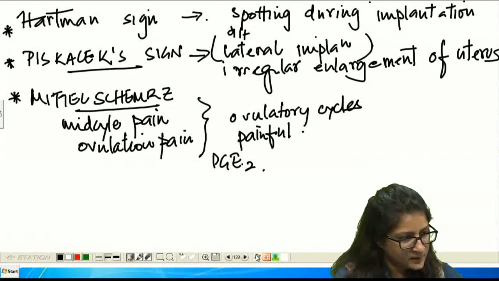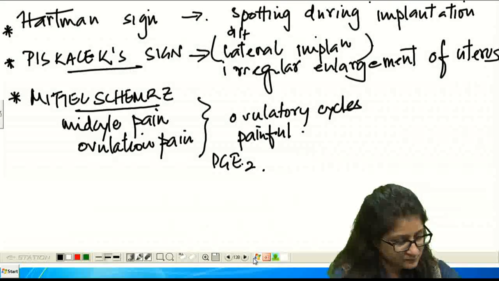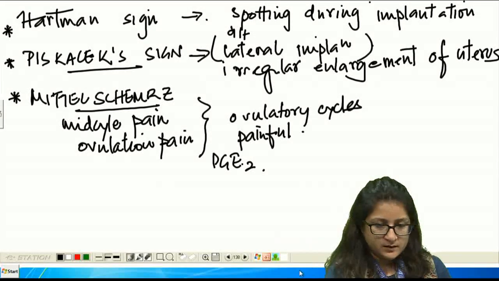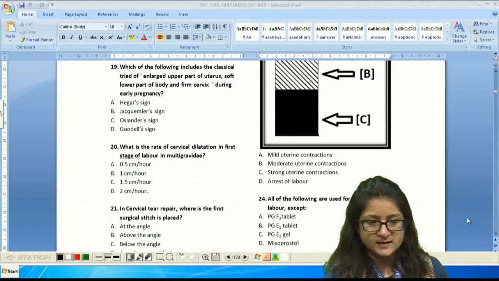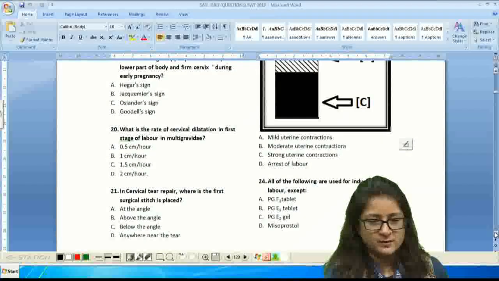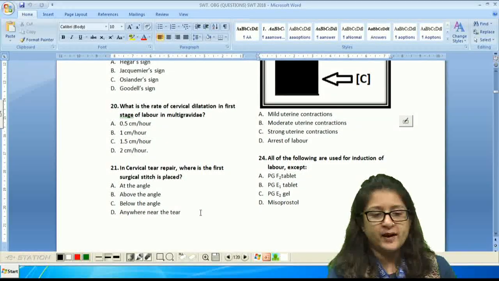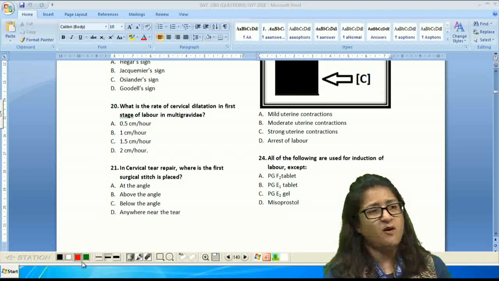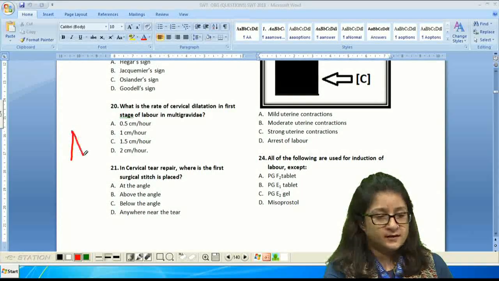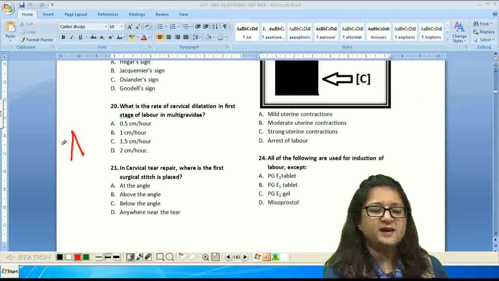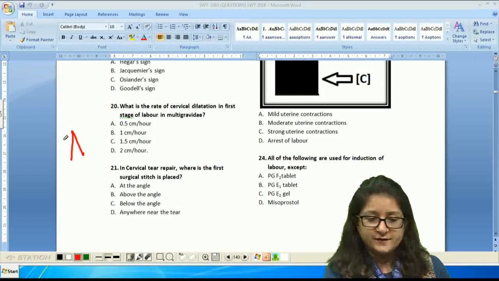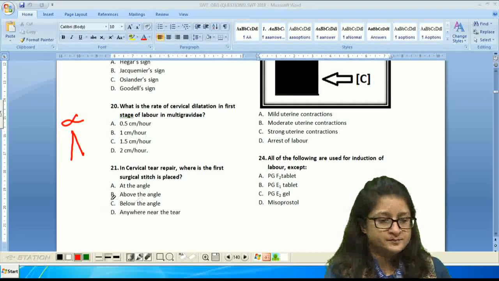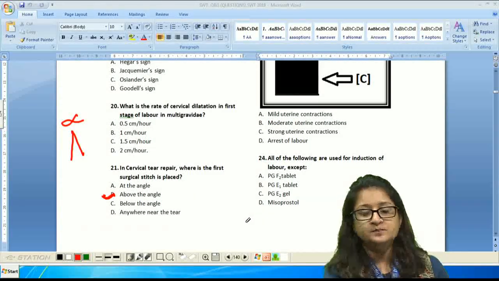Next question, question number 21. 20 we have already done. Question number 21. In cervical tear repair, where is the first surgical stitch placed? So this is common sense that if the tear is here, then we place the first stitch anywhere tear, be it a cervical tear, an episiotomy, a vaginal tear, whichever tear, the first stitch is always above the angle. Okay, the first stitch is always above the angle.